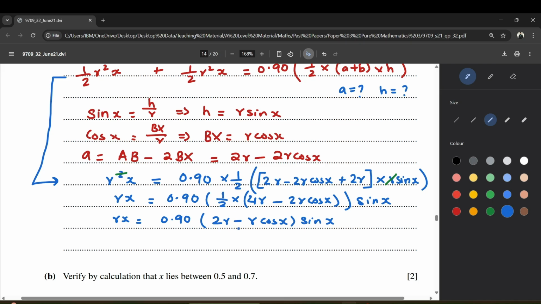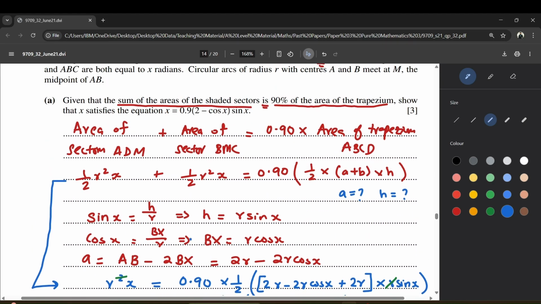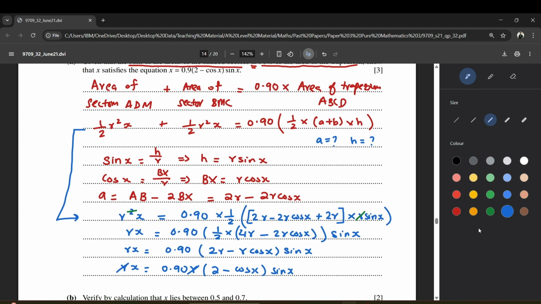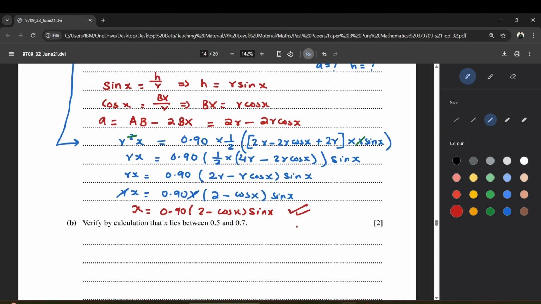Now what I can do is I can take the r common. So rx is equal to 0.9. R has been factorized, so you'll be left with 2 minus cos x sine x. So this r cancels from this r. So I believe that we have reached what the question asked, and yes. So finally we can say x is equal to 0.9 times 2 minus cos x times sine x, and that is the expression which was required.